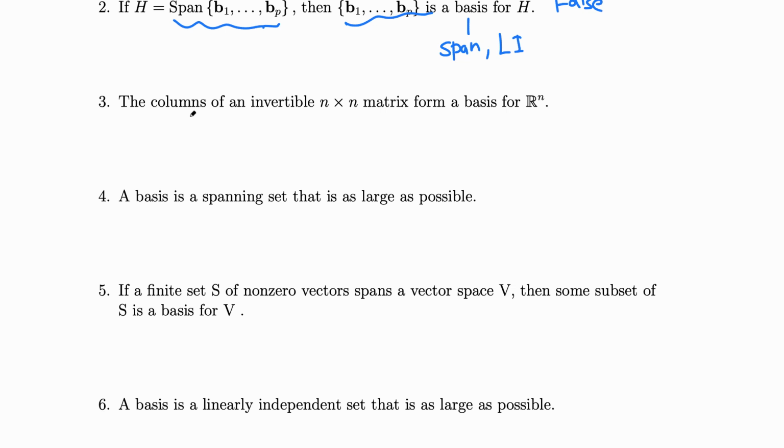Number 3, the columns of an invertible n by n matrix form a basis for Rn. That's true, because when we have an n by n invertible, that means these columns are linearly independent. In fact, the rows are also linearly independent. Okay, so they form a basis for Rn. That's true.